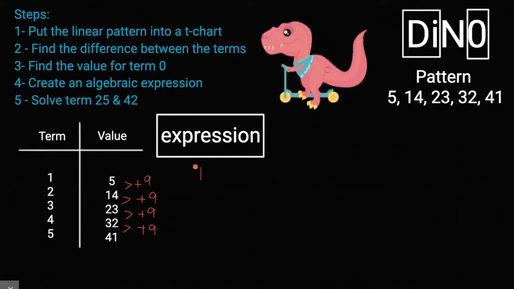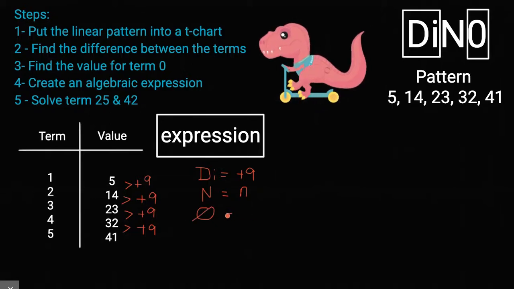So we know that the d in dn0 is the difference between the terms, and that is plus 9. The variable that we are going to be using is n. And then we're looking for term 0. So term 0 here, what is the value? We know that something plus 9 is equal to 5, or I can work backwards and say 5 minus 9 is something, which is negative 4.